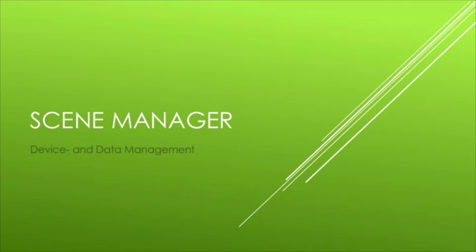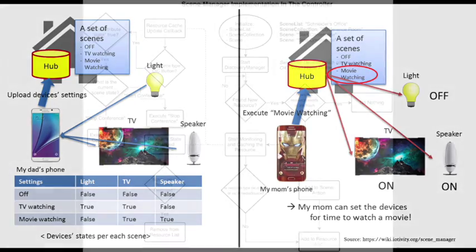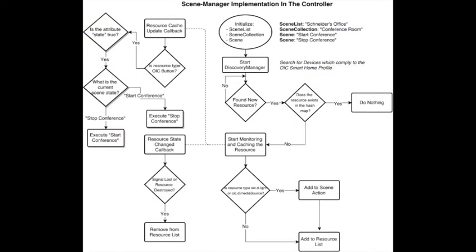The Scene Manager is a service which provides logical control to multiple resources simultaneously. An example provided by the IoTivity developers shows how the Scene Manager implements scenes to apply a specific configuration to each resource connected to the respective scene, as seen in the figure. The flowchart shows the implementation of the Scene Manager in the virtual coffee room use case. It consists of two scenes, Start Conference and Stop Conference.